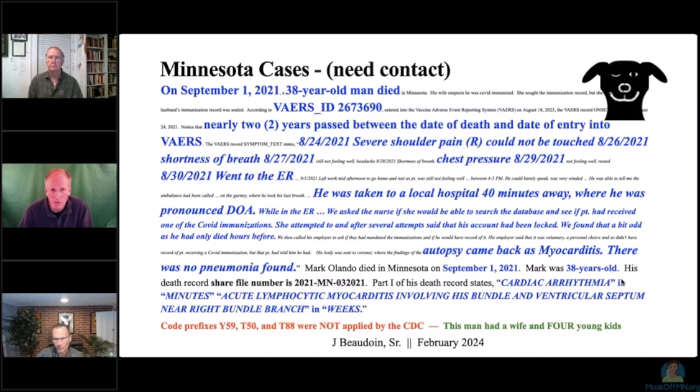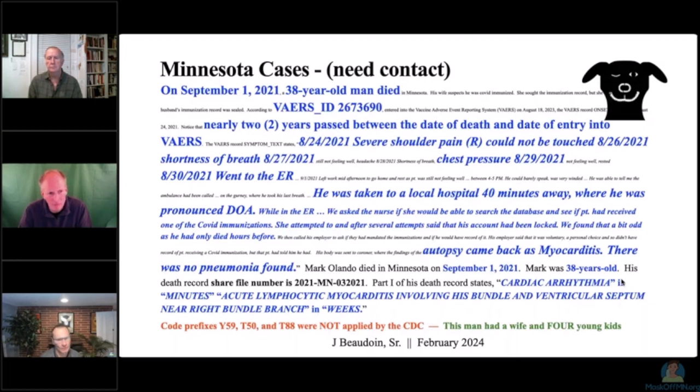So severe shoulder pain on his right side, his right shoulder, could not be touched on August 26th. Shortness of breath the next day. Chest pressure 2 days after that. Went to the ER the day after that. And then he wasn't able to speak on the phone, and whoever's writing this was talking to him, and so that person is writing it. He took his last breath on the gurney on his front lawn.